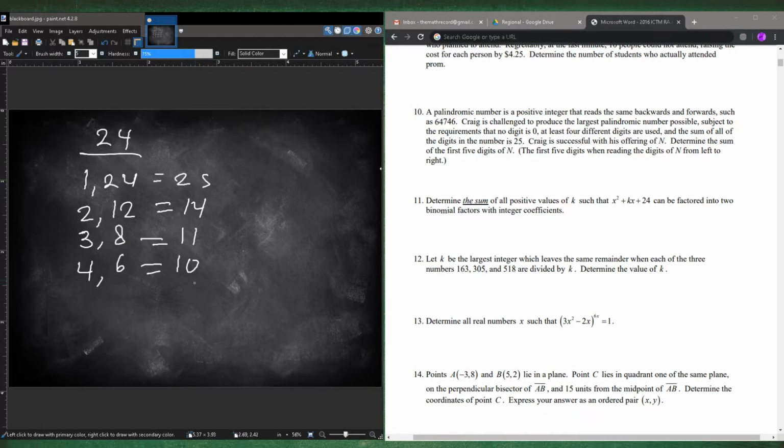So adding them all together, 25 plus 14 plus 11 plus 10, that's 60. So our total is 60. So 11 is just 60.